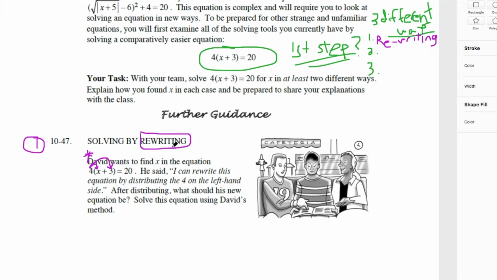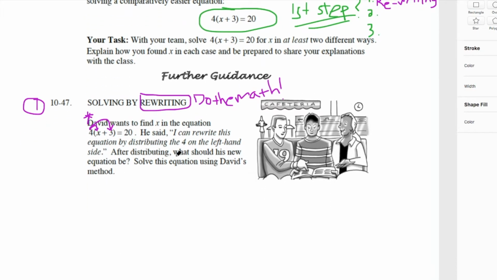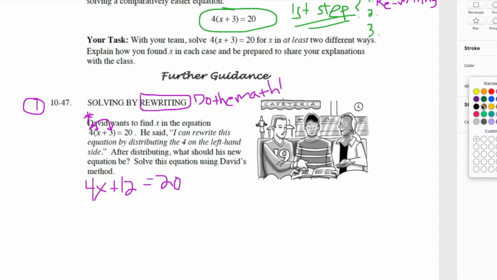Step 1, distribute, right? Do the math, right? Rewriting kind of means do the math on one side. Do the math that's being suggested, right? Take the 4, multiply it by x plus 3. So after distributing, what should this new equation be? Solve this equation, use David's method. Well, after distributing, we would have 4x plus 12, and that'd be equal to 20. And then we got to solve this equation using David's method. Well, I think we know what to do right there.